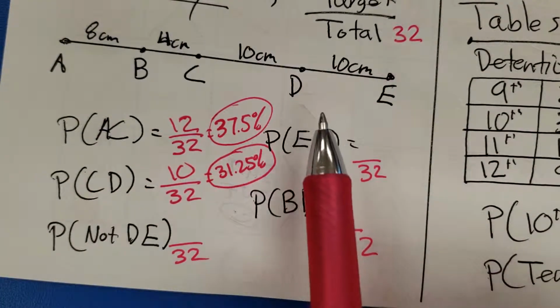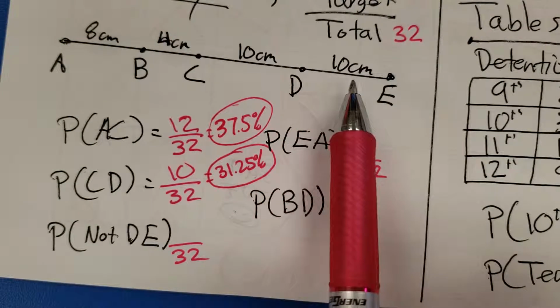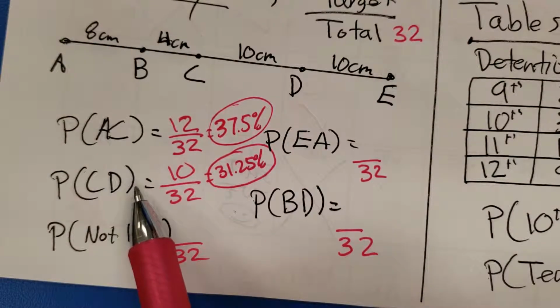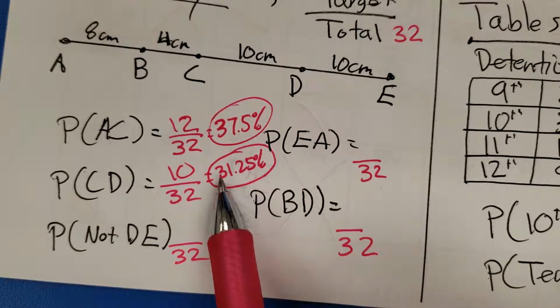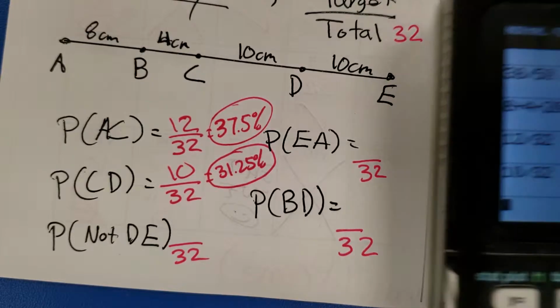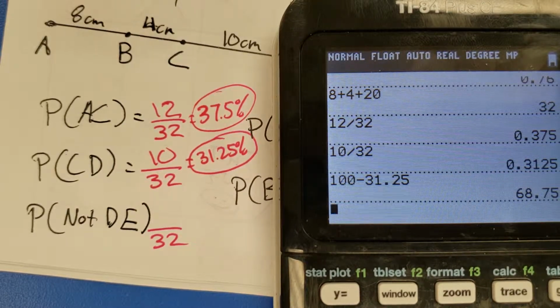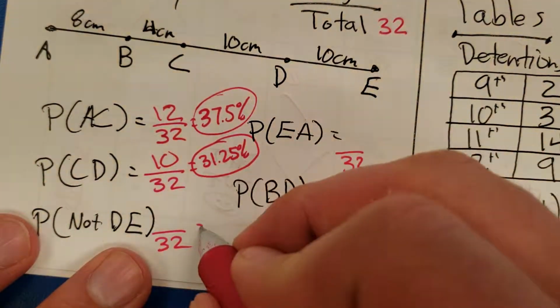Not DE. Here we go. So shortcut, mental math. CD and DE have the exact same measurement. So if this is the probability of landing on CD, it would be the same thing here. Not landing would be the complement of that. So here's what I would do: 100 minus 31.25. I have a feeling we're going to get a percentage of 68.75. Complements.